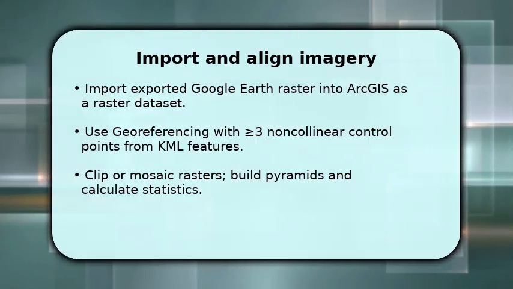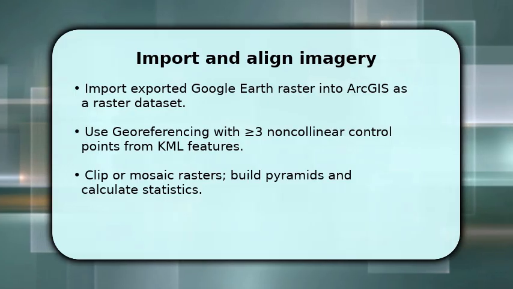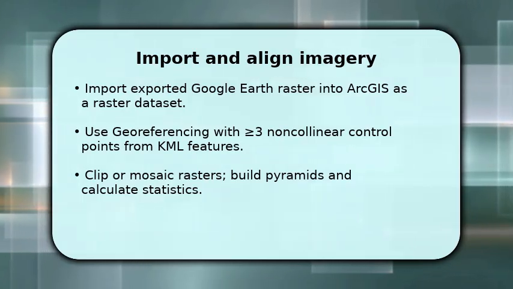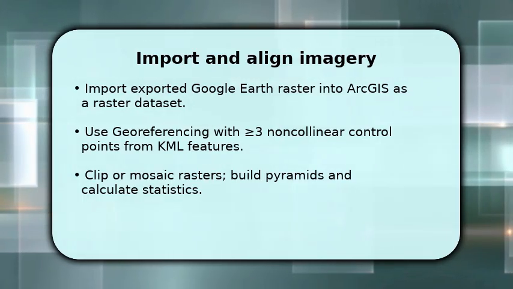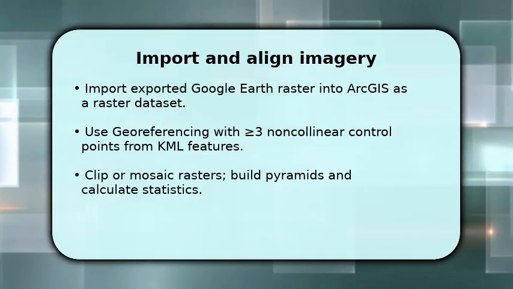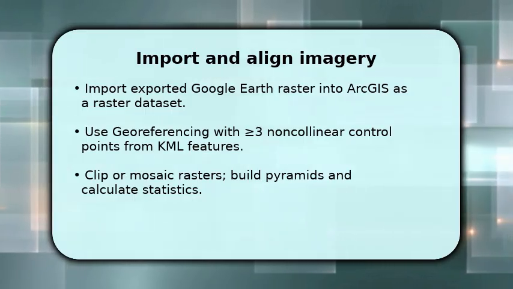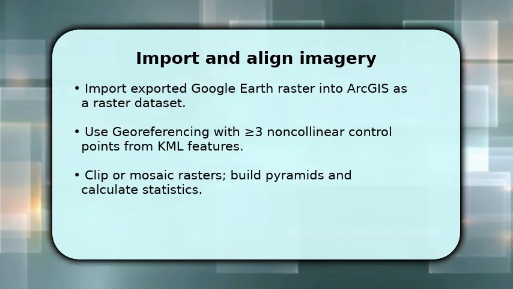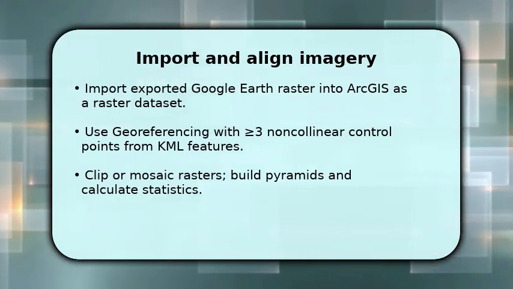If you exported Google Earth imagery, import the raster into ArcGIS and run georeferencing to align pixels to control points from your converted KML features. Choose at least 3 non-collinear points. Then use Clip or Mosaic to New Raster to limit extent and create consistent resolution. Build pyramids and calculate statistics for faster display.